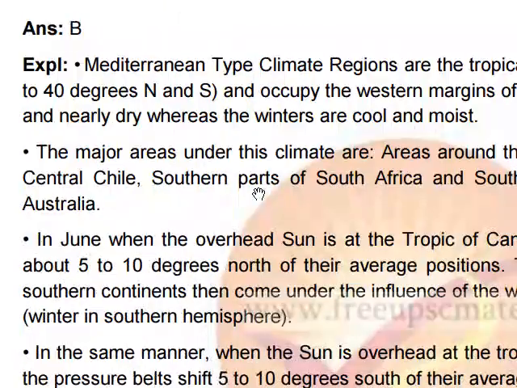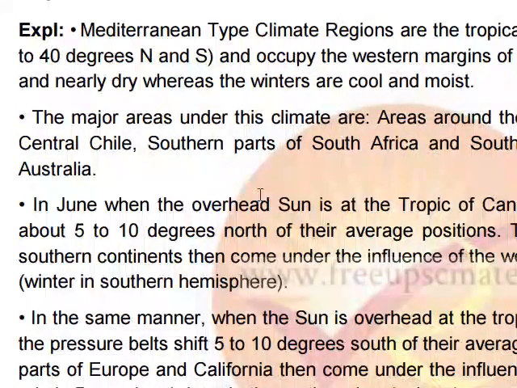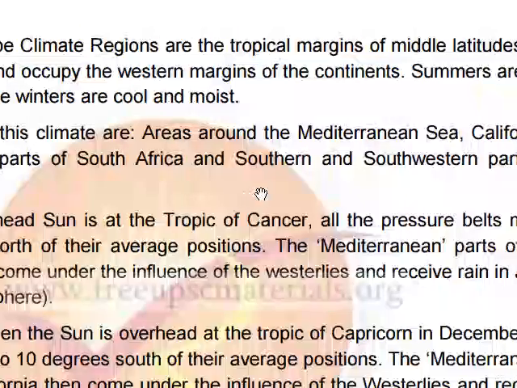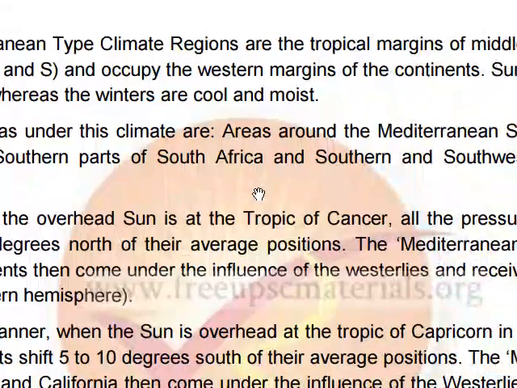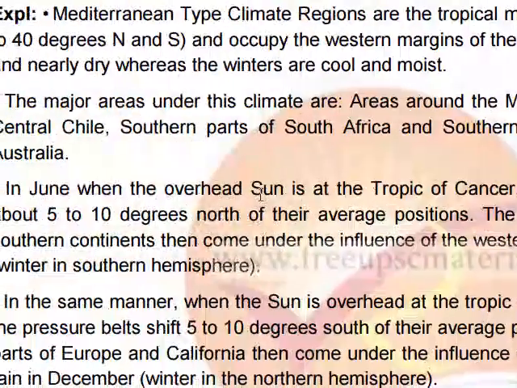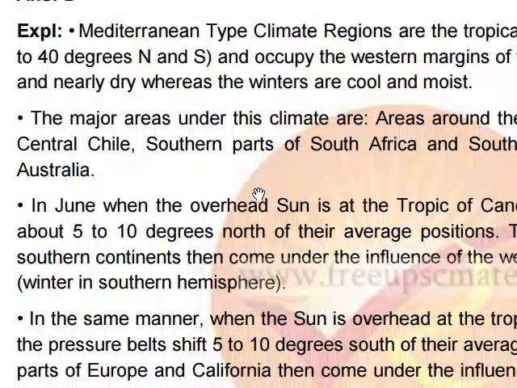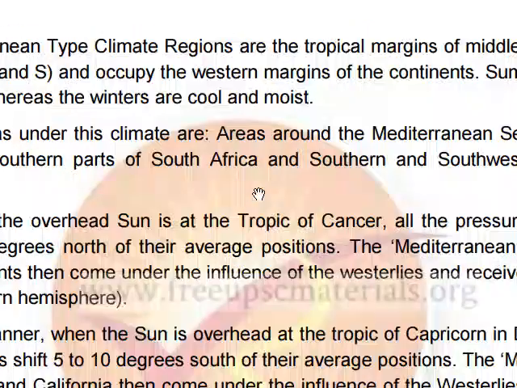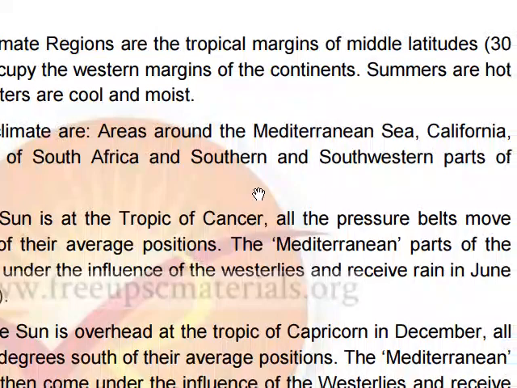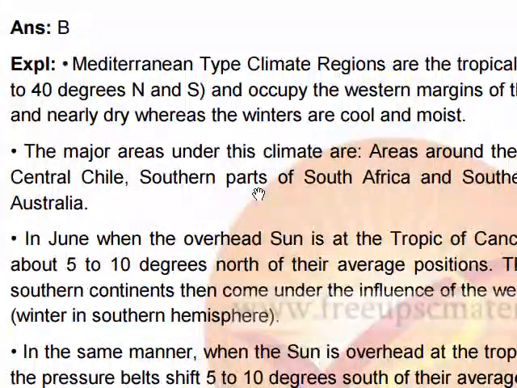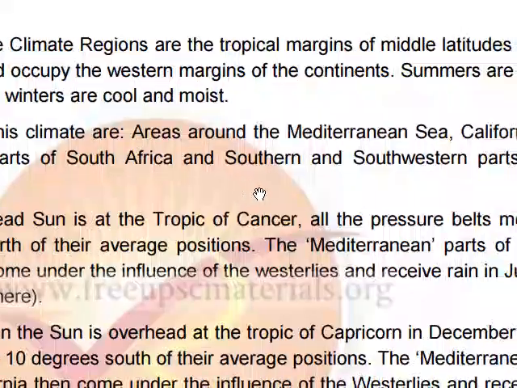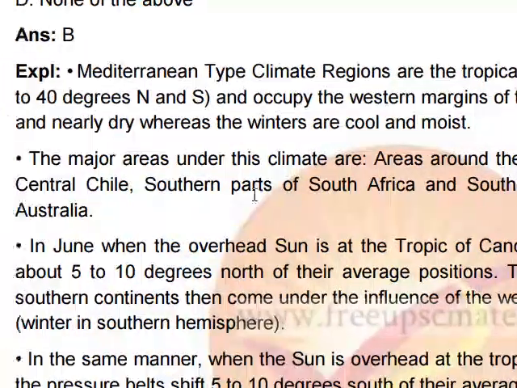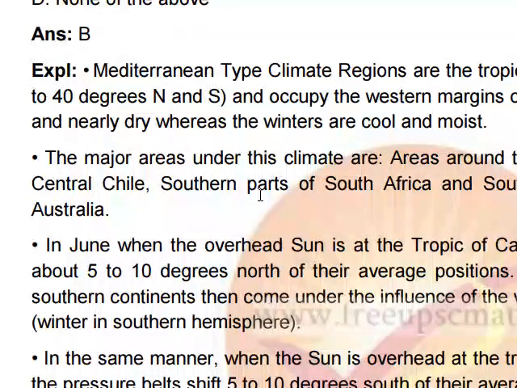The Mediterranean type of climate regions are the tropical margins of middle latitudes, 30 to 40 degrees north and south, and occupy the western margins of the continents. Summers are hot and nearly dry, whereas winters are cold and moist.